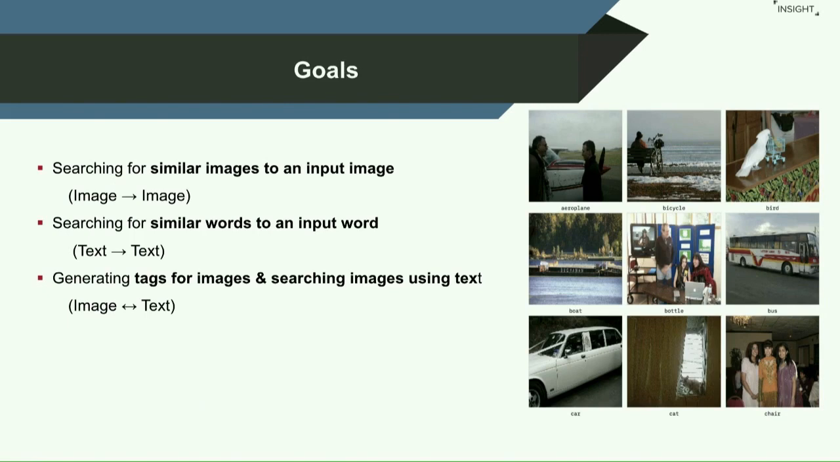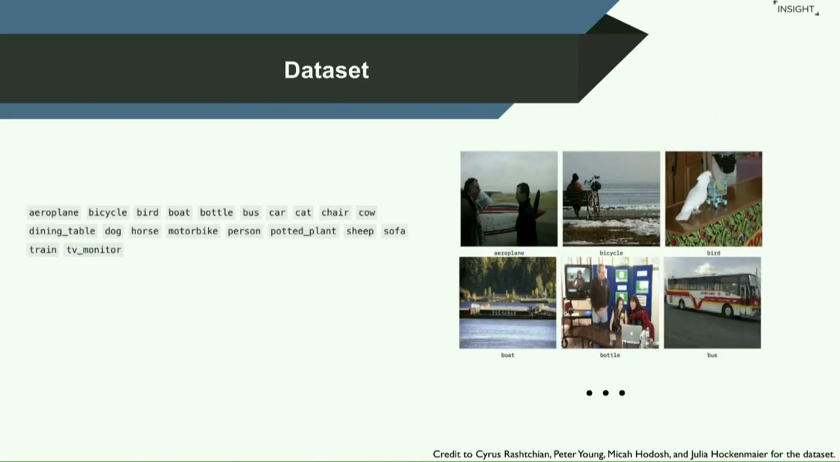To get there, we will go through 3 successive steps as on the screen, and these are also what are in the GitHub repo. First, you're going to search for similar images to an input image. Second is searching for similar words to an input word. And then lastly, you generate the tags for the images, and you can search the images using text. And not only can you search the images using text of single words, you can actually use multiple words together, and I'll go through how you do that.